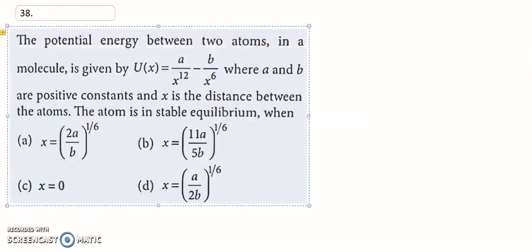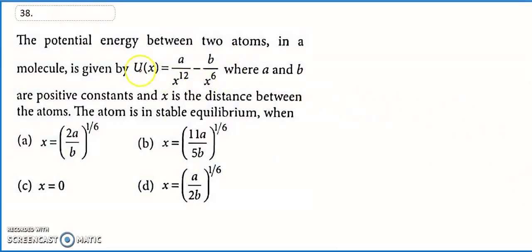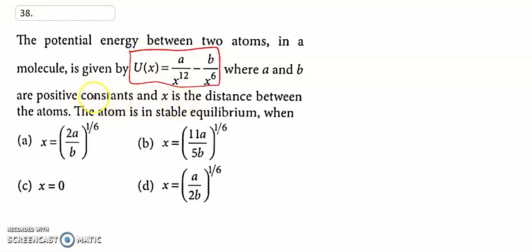Now problem number 38. The potential energy of the atoms is given. This is the potential energy of the system, where A and B are constants and x is the distance between them.